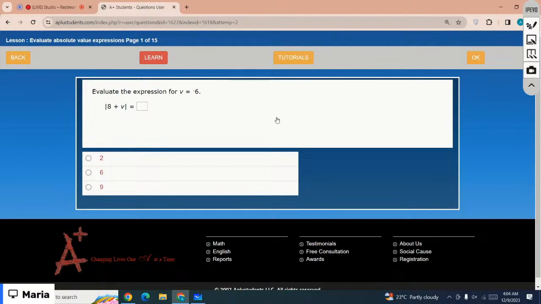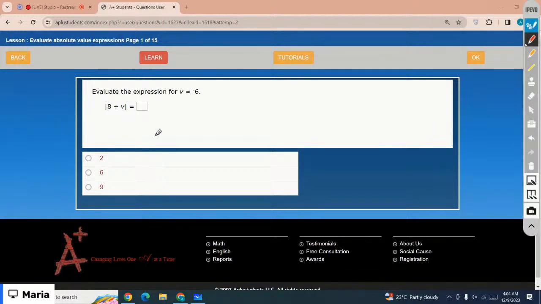Okay, evaluate the expression for v equals negative 6. Let's just replace v with the value, right? 8 plus minus 6. Subtracting a negative integer is same as subtracting, so 8 minus 6, right? And 8 minus 6 is 2. 2 is already positive, so the value is 2. Got it? So the correct option is 2.